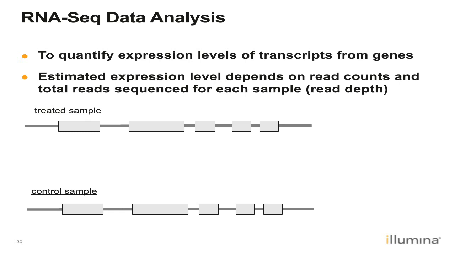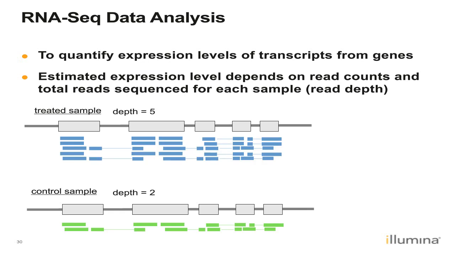So let's say we have this scenario where we have a treated sample that has a depth of 5 and the control sample has a depth of 2. Now, let's say for the treated sample, we got 50 million reads, and for the control, we have 10 million. We need to normalize them if we're actually going to compare them correctly, because right now it just looks like the treated sample has a lot more expression than the control sample.